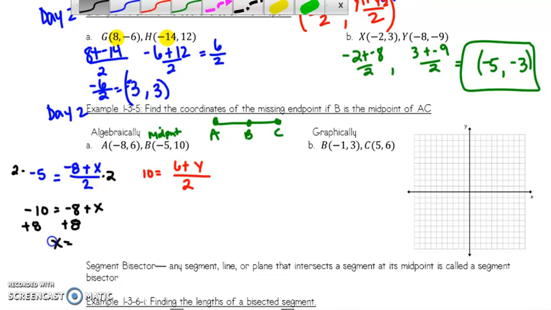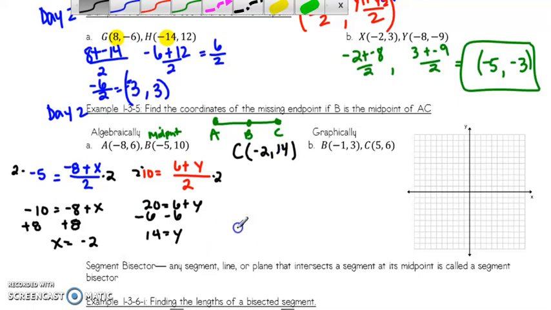So the x-coordinate of the endpoint that we're missing for point C is going to be negative 2. Now we do the same thing for our y value. Take it times 2, so 20 equals 6 plus y, so subtract 6, and we get 14. So there is our endpoint C that we were missing.